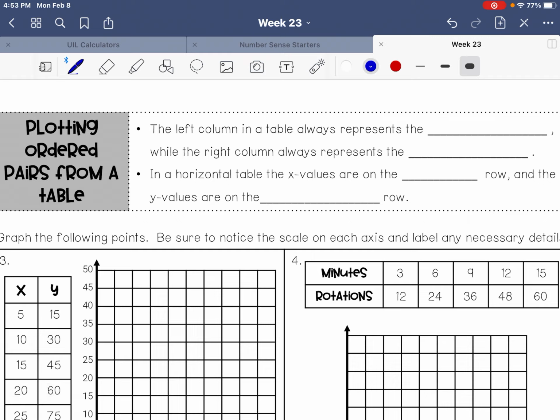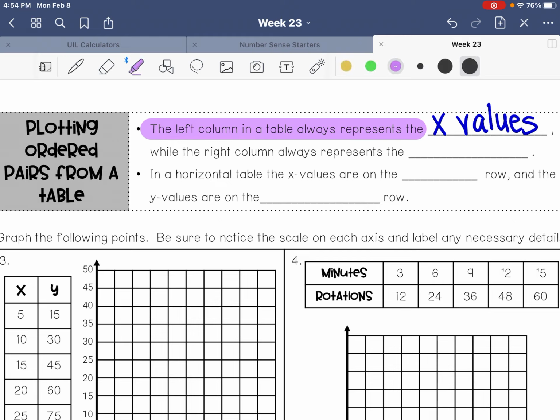Plotting ordered pairs from a table. A lot of times we're going to be given a table and we're going to be putting those numbers from the table onto a graph. So here's a very important point that I must make over and over again. The left column in a table always represents the x values. Always. The left column is always the x values, while the right column is always the y values.